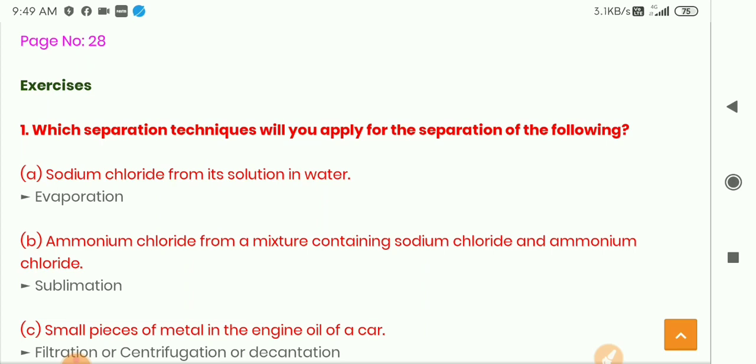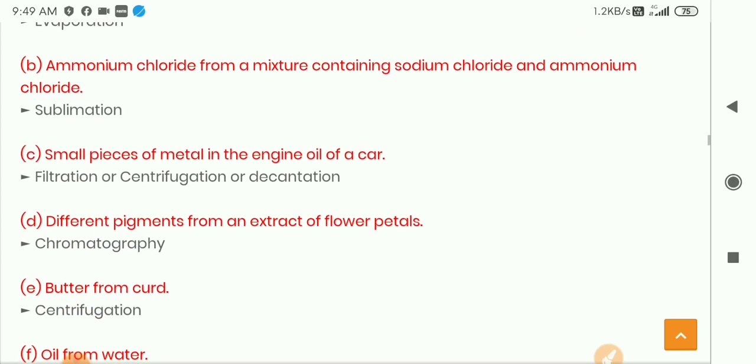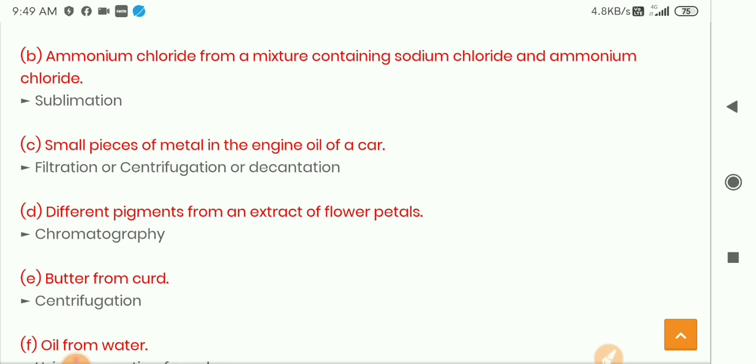Ammonium chloride from the mixture containing sodium chloride and ammonium chloride. Again we use the sublimation technique because ammonium chloride is a sublimating substance, directly going from solid to gaseous state, and when cooled, gaseous to solid. Sodium chloride doesn't sublimate, so the sublimation technique can be used to separate these two. Small pieces of metal in the engine oil of a car: filtration or centrifugation or decantation, any of these three methods can be used to separate small pieces of metal from the engine oil of the car.